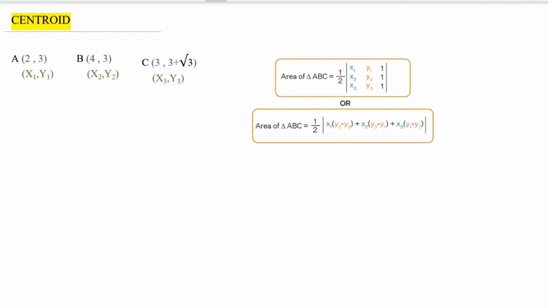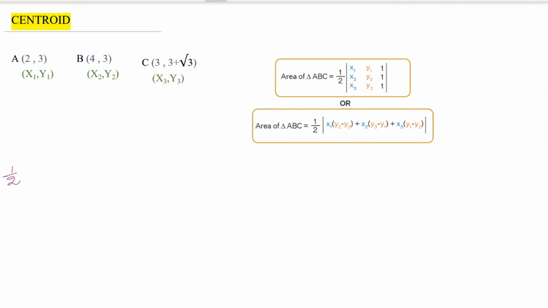Now here we have 3 points A, B, C that represent 3 different points on a coordinate plane. The first step is to identify whether they represent a triangle or not. For that, calculate the area of the triangle. If it is 0, it means the points are collinear, and if there is a value for it, that just represents a triangle. First we'll do that.